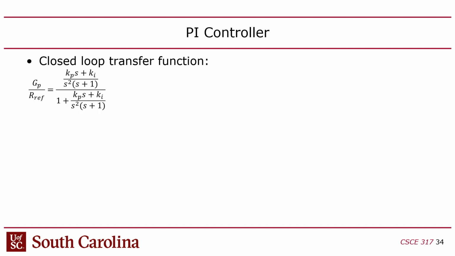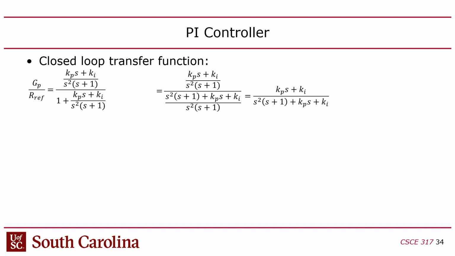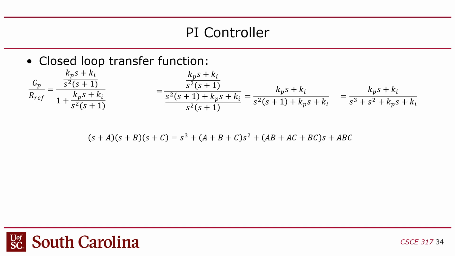Well, that sucks. That's just terrible. So you've got to kind of work it out. Okay, so I worked it out. If I simplify this, I can get a ratio, KPS plus KI over S squared plus S to the third power. Now there's 3 roots of this thing. S3 plus S2 plus KPS plus KI. Now I have to pick values of KP and KI. So how do you do that?